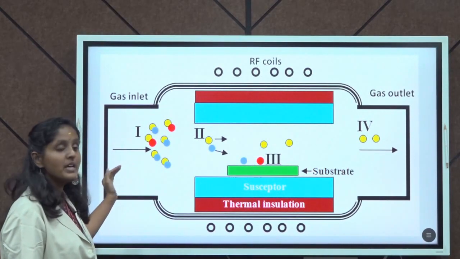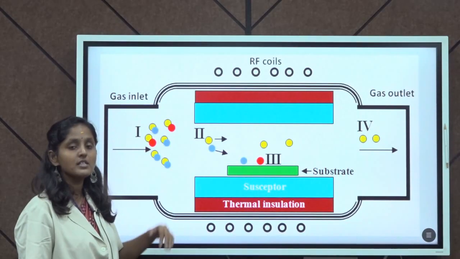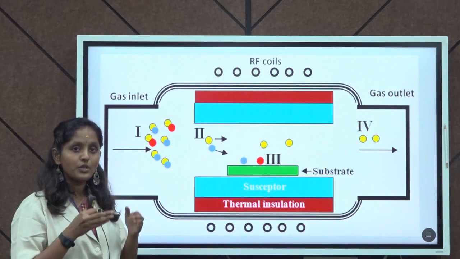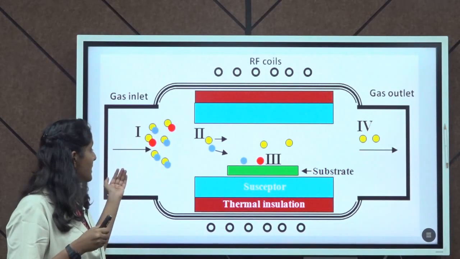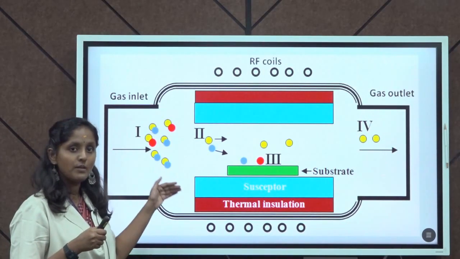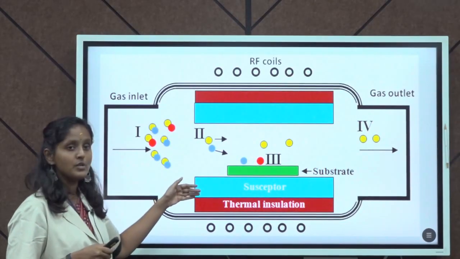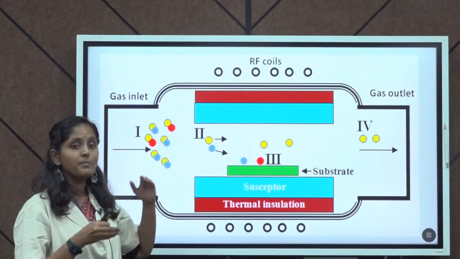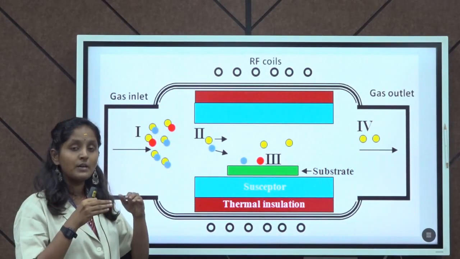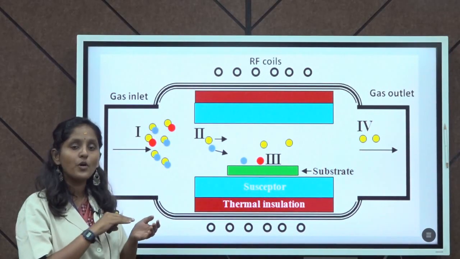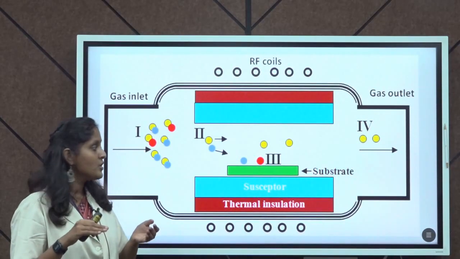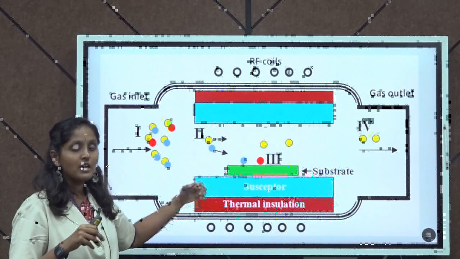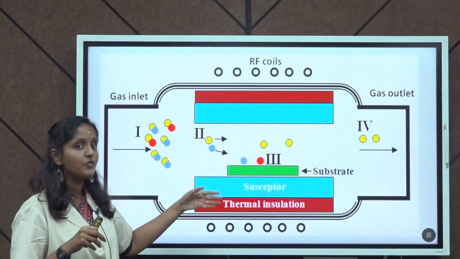So, first step will be introduction of the precursors. Precursors are heated up to higher temperatures of around 3000 to 4000 degrees Celsius, and the precursors are introduced into the chamber. This will be the first step. Once the precursors are introduced, they are going to react with the substrate. So, substrate and precursor react, and the precursors that are introduced will form a thin film over the substrate. The substrate is kept on a thermal insulation to overcome the effects of higher heat of precursors.